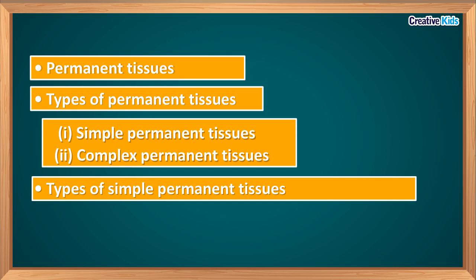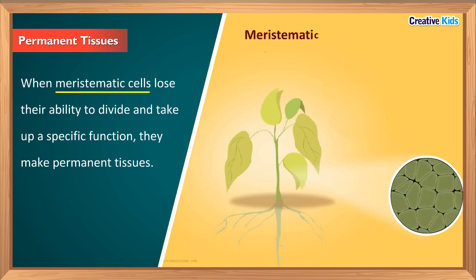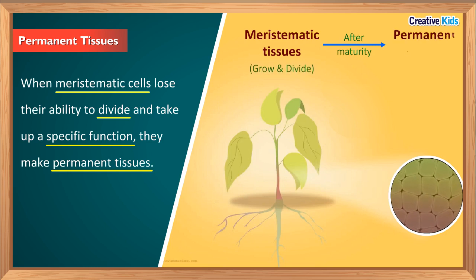In this module, we will discuss the concept of permanent tissues, types of permanent tissues, simple permanent tissues and complex permanent tissues, and types of simple permanent tissues. In the previous module, we discussed that when meristematic cells lose their ability to divide and acquire a specific function, they form permanent tissues. The cells from which permanent tissues are made can be living cells or dead cells.